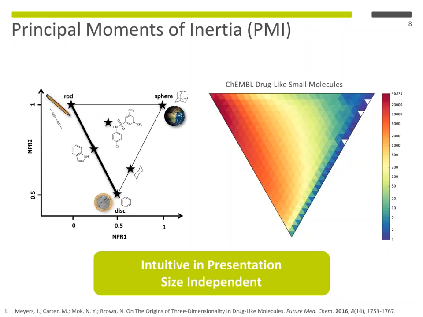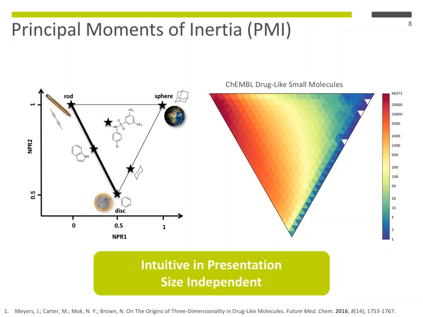So the principal moments of inertia, or PMI, is quite intuitive in presentation, but we must remember it's also size independent. So as you can see there, the Earth is spherical, but so is a golf ball, and these will be identically spherical, even though they're vastly different in size. So this should be considered when you're using this algorithm.